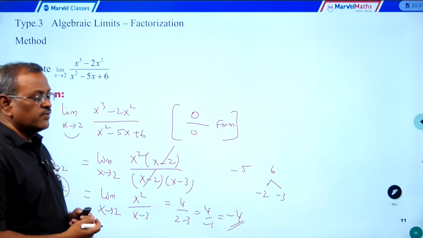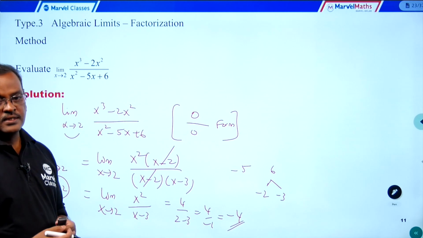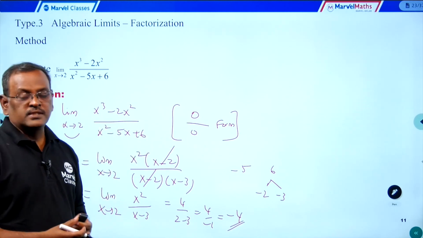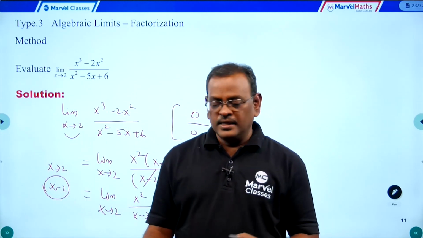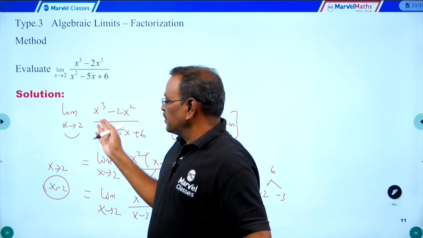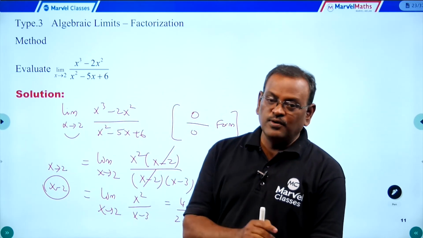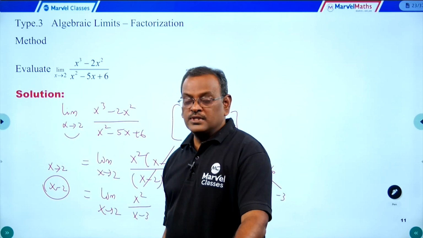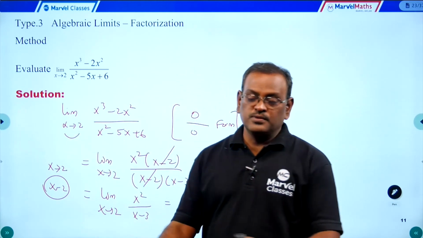This is an example for factorization. You can expect it in section C or section B. Whenever 0 by 0 form is there and both numerator and denominator are polynomials, factorization is possible. How to factorize? Suppose the degree of the polynomial is third degree or fourth degree, you can easily identify the first 0. One of the zeros is nothing but the input value, that is, the number x approaches. Here it is 2 and hence the factor is x minus 2. Thank you.